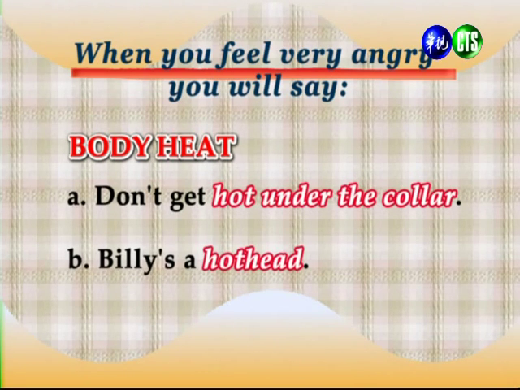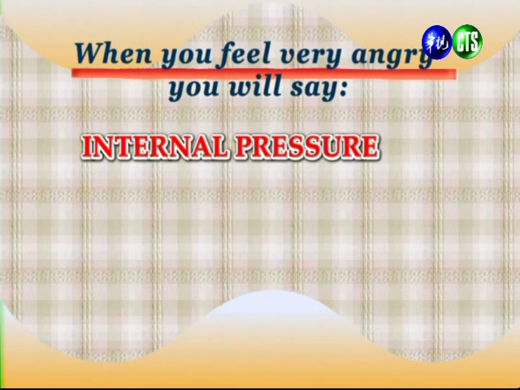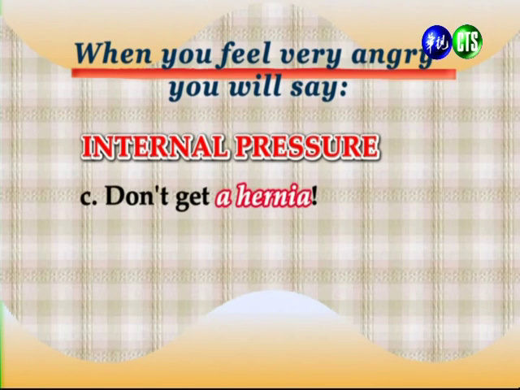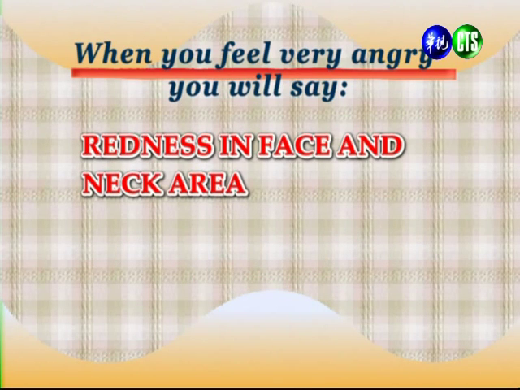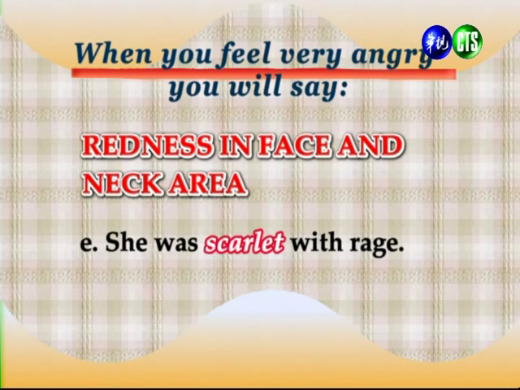我们另外一个例子提到 hothead，哦，那一样表达你身体的热度哦，这也是一种愤怒的意思。All right, then we can also have metaphors dealing with internal pressure, such as "Don't get a hernia," or else we can say, "When I found out, I almost burst a blood vessel." 好，我们接下来可以讲到像刚刚讲的这个内心啊，血液在这血管里面冲来冲去的感觉，哦，这样几乎要冲破你的血管了，哦，这也是一种表达愤怒的一个方式。All right, and let's go on and take a look at some figures of speech that deal with redness in the face and neck, such as "She was scarlet with rage" or "He got red with anger."